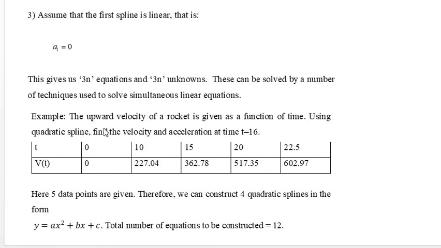For example, the upward velocity of a rocket is given as a function of time. Using quadratic splines, find the velocity and acceleration at time t equal to 16. The data is given in this table. Here 5 data points are given. So construct 4 quadratic splines in the form y equal to ax square plus bx plus c. The total number of equations to be constructed is 12.